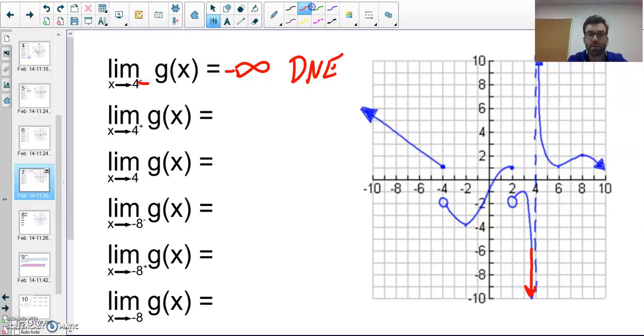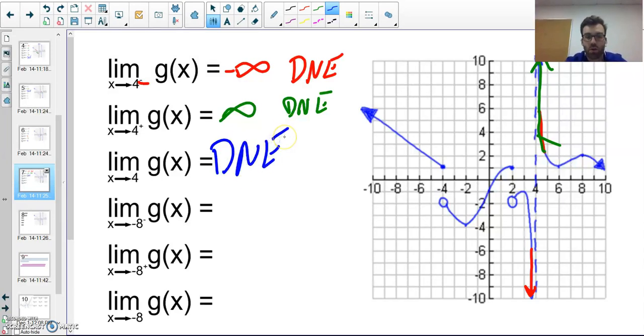Okay. The limit as x approaches 4 from the right goes up, up, and away to +infinity, or D and E, because it's not an actual value for these two. So these two don't match, so it does not exist overall. Okay. The limit as x approaches -8 from the left is 4. From the right is 4. So the overall limit is 4.